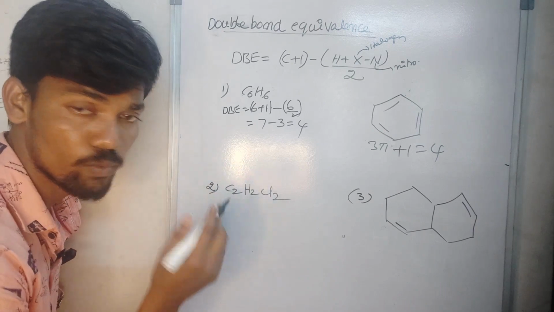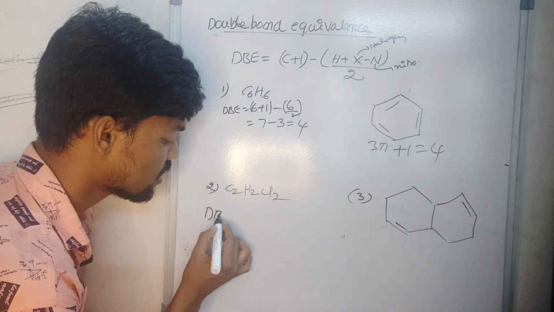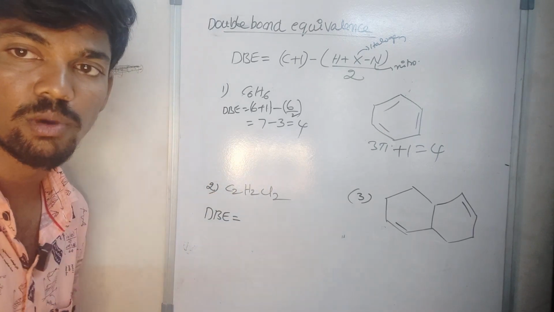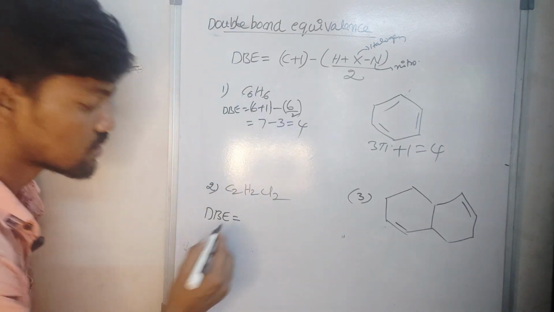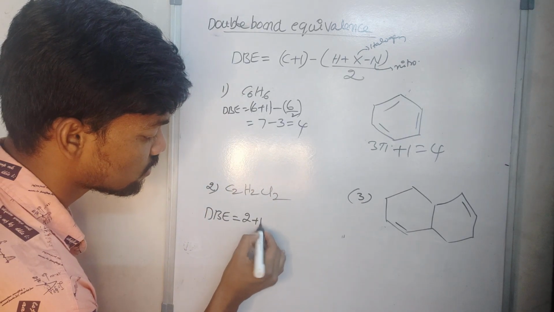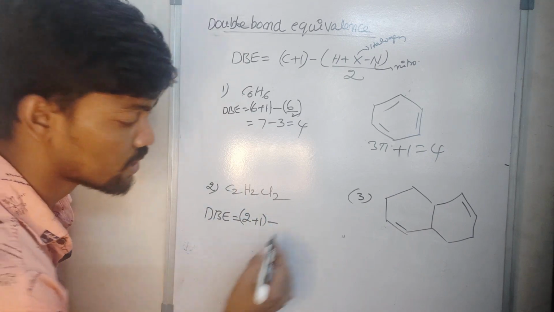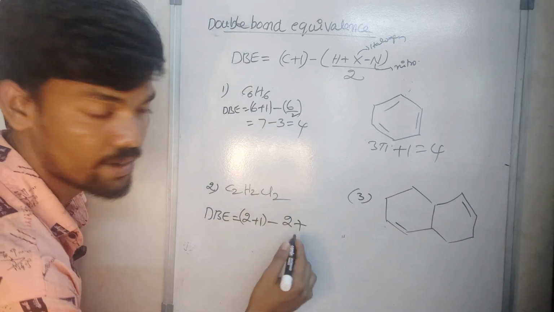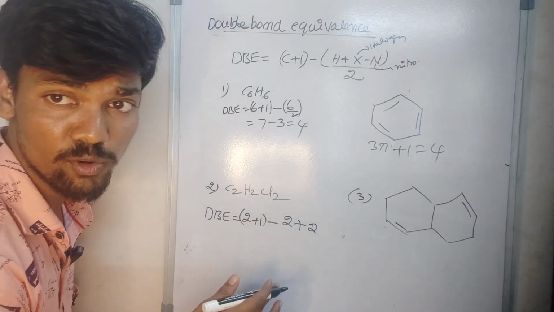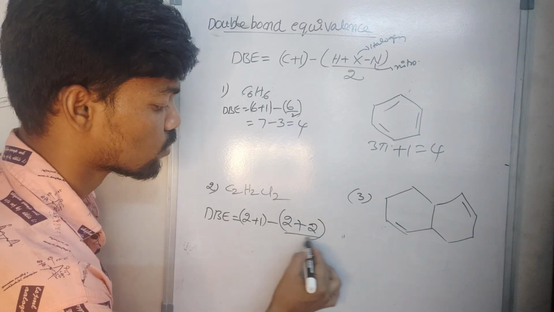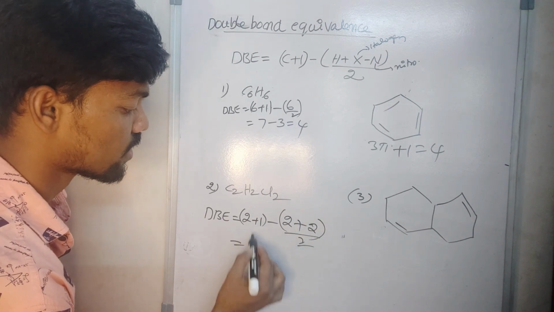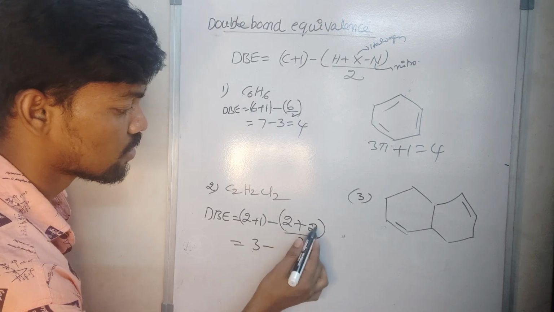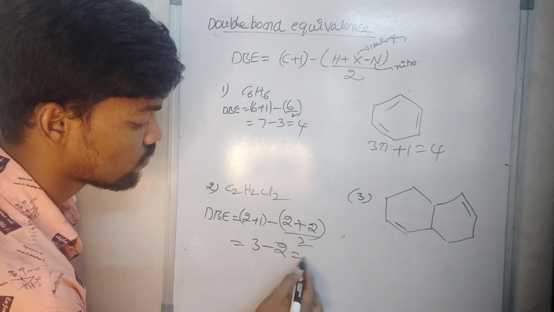What's going on there? C2, how many carbons? In the double bond equivalence formula, carbon number, how much? C plus 1 means 2 plus 1, minus hydrogens, how many? 2. Halogens are added, 2 halogens. Is there any nitrogen atom? No. By 2 in total we have to take. So finally, which did you get? 3 minus 4 by 2 means 2. So finally, 1 is there.